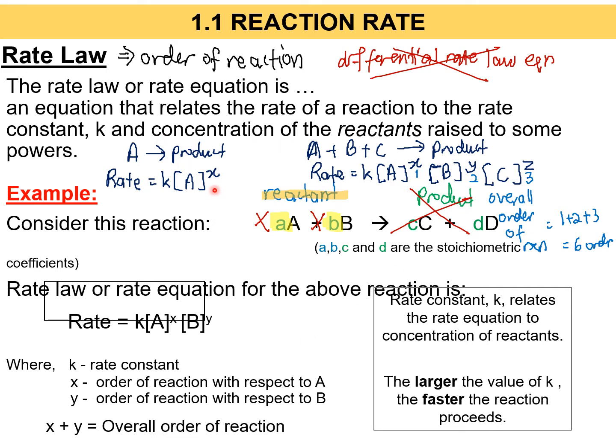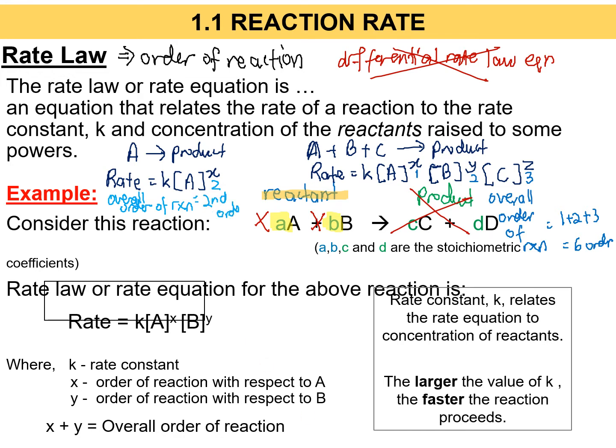Okay, for example, here we have A to the power of X. The order of reaction is something that you need to find. Later Miss will tell you how you can find the order of reaction. Then for example, if X, when Miss calculated, Miss got 2. Okay, Miss got 2. So therefore, I can say that the overall order of reaction for this chemical equation is going to be second order.